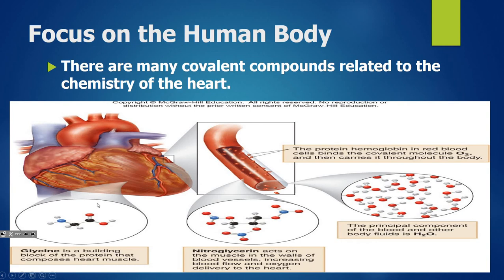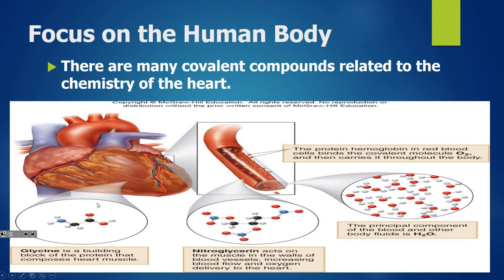When we talk about health, because this chemistry class is more geared towards those going into health fields, we talk about a lot of covalent compounds in the body that are important, especially to the chemistry of the heart. In the chemistry of the heart, we have glycine, which is usually a building block of the protein that composes the heart muscle. And then we have nitroglycerin, which acts on muscle walls to help the vessels, increasing blood flow and oxygen delivery to the heart. We have the protein hemoglobin in the red blood cells that binds to O2 to help transport it throughout the body.